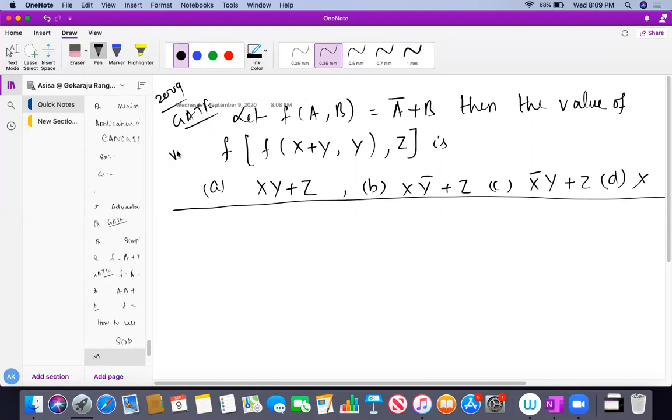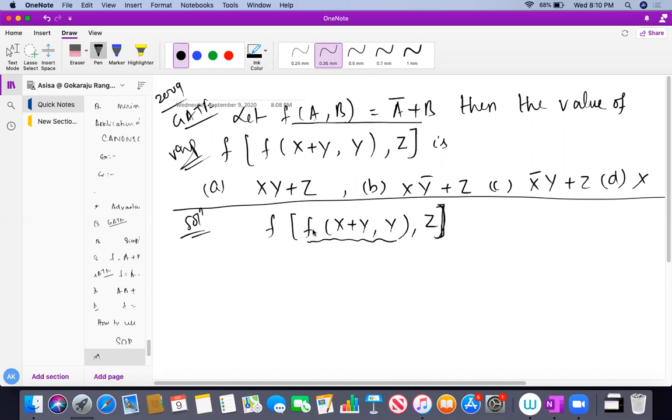So, very important, students. Try to understand this question. Here, one clue is given: let f of a comma b be a bar or b, and you have to find out f of x or y comma z. Here, what is given in the question? So I can take this inner one.